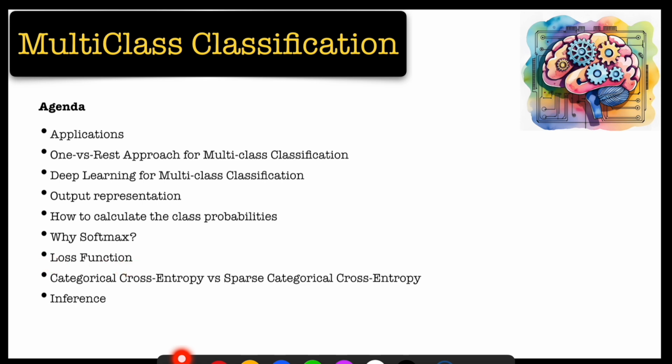Then the loss function. The loss function for multi-class classification is cross-entropy loss. We'll see how we derive the loss function or the cost function. There are two types of cross-entropy loss, categorical cross-entropy and sparse categorical cross-entropy. We'll see the differences. And lastly, we'll discuss inference. For new test data, how do we get the output class?